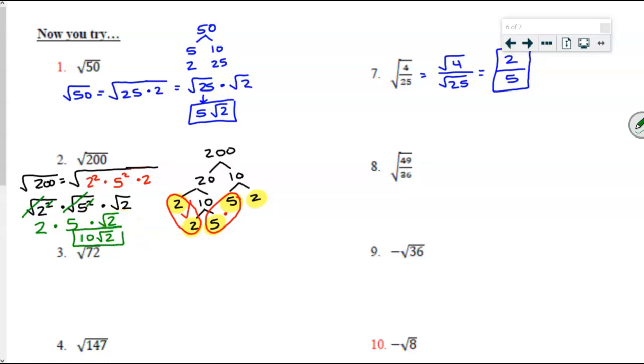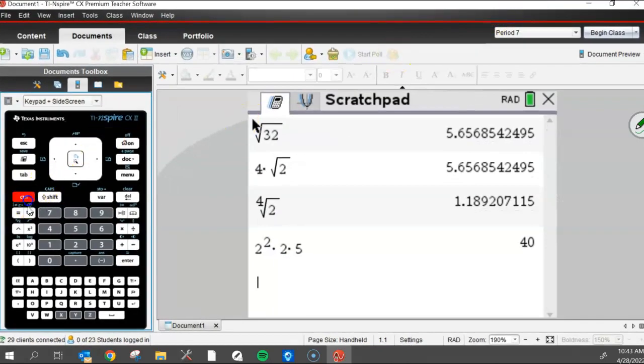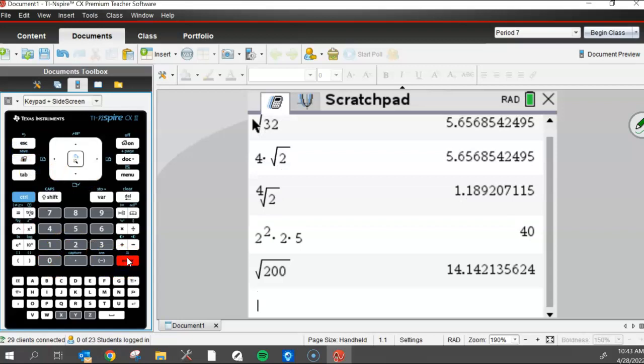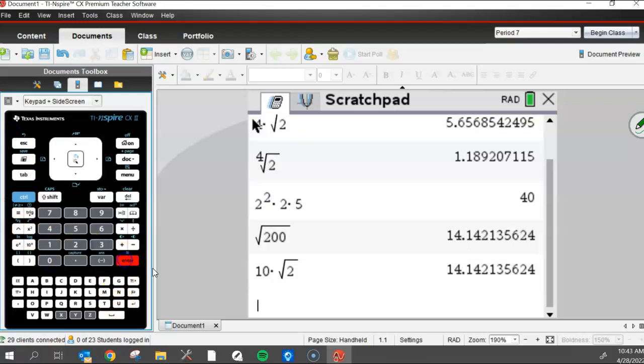Let's just confirm in our calculators, because sometimes it's nice to check that we're doing this correctly. The square root of 200 is this big, long, ugly decimal. It's irrational. I just simplified the radical to be 10 square roots of 2, and the same big, long, ugly decimal. So they are equivalent.